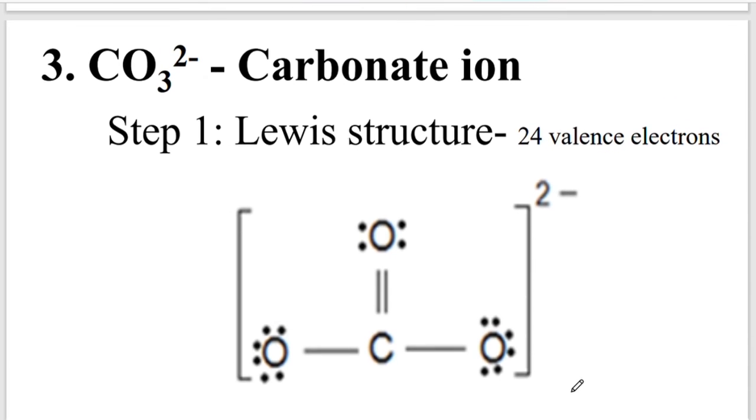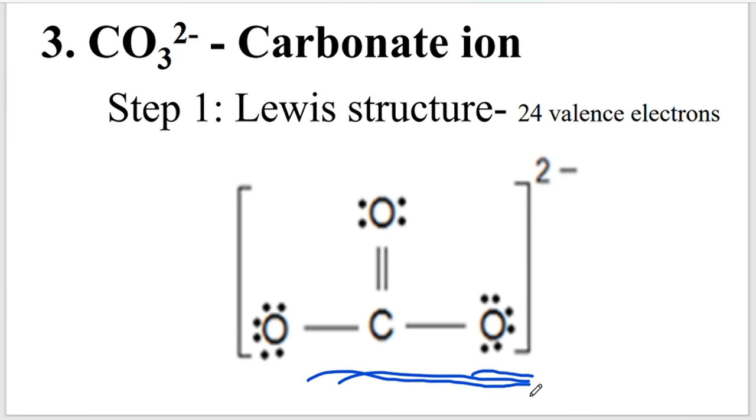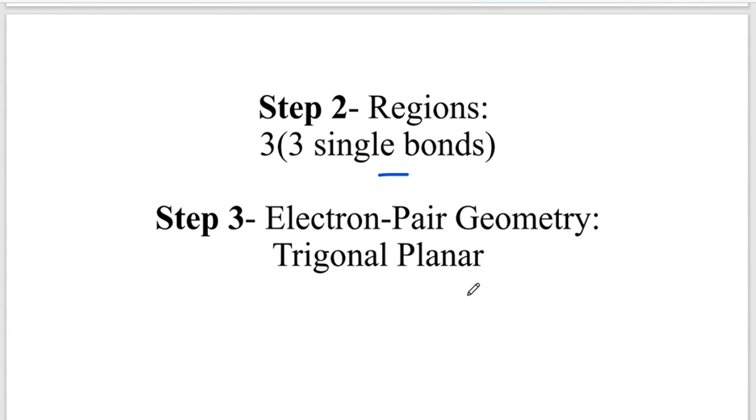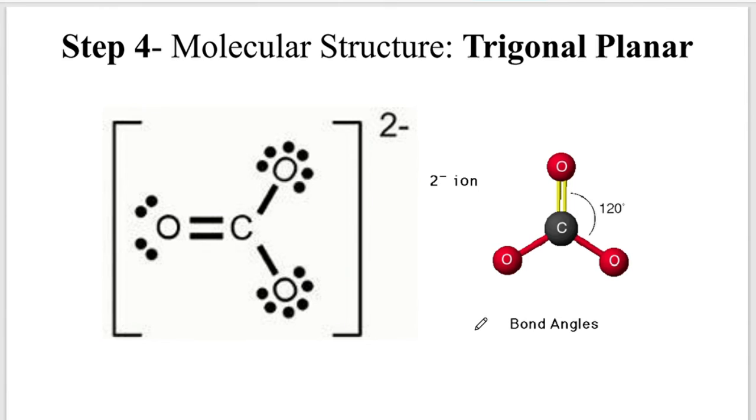For our third example, we have the carbonate ion. It has 24 valence electrons and its Lewis structure is this. Let's try to see if this will be the same with our molecular structure. Step 2, we have 3 regions, and so our electron pair geometry is trigonal planar. This is actually the same now with our molecular structure. So we actually see that this is different from our Lewis structure.